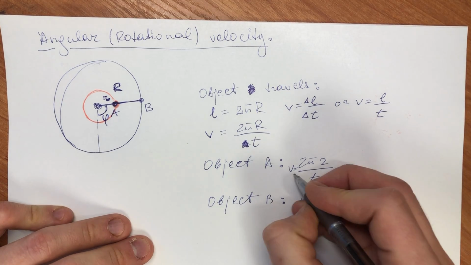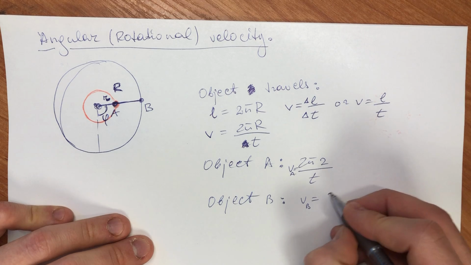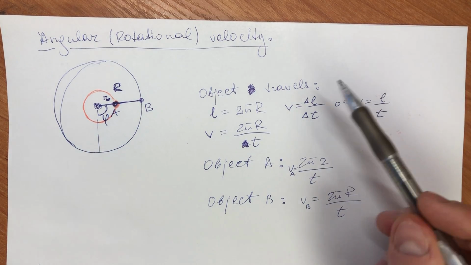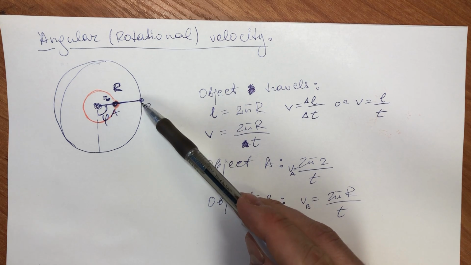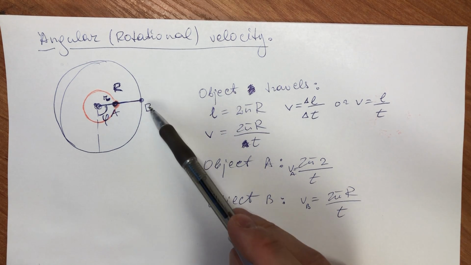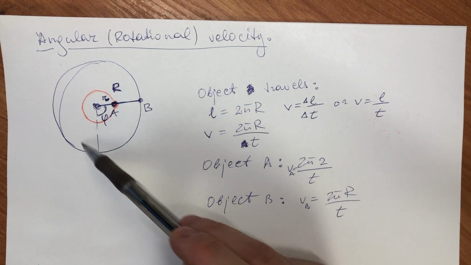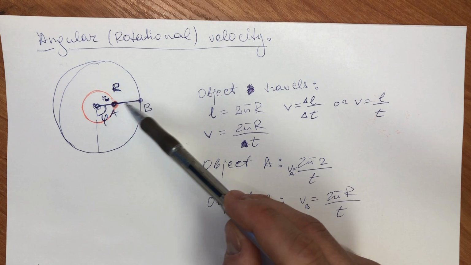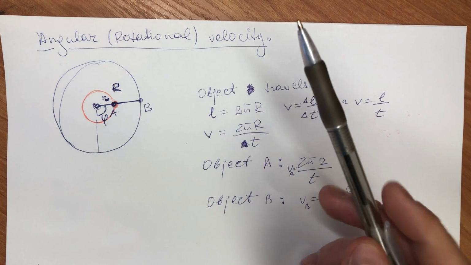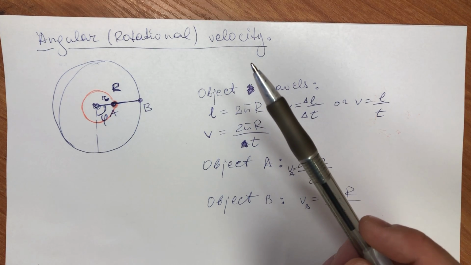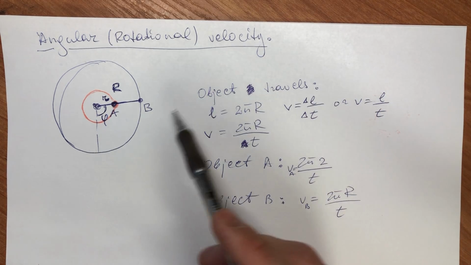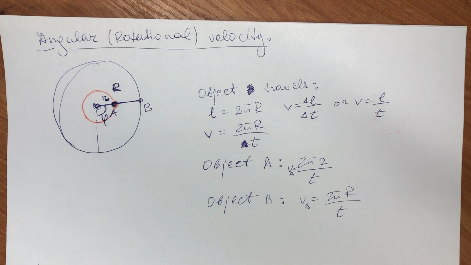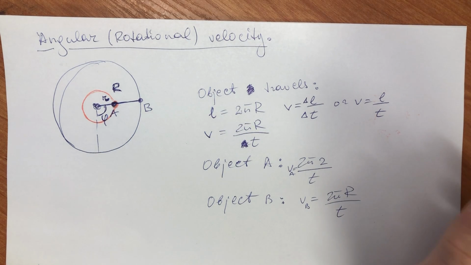So VA, VB, it travels 2 pi r big divided by t. So as you can see, in the same time, object B travels at the highest speed, because it has a bigger path to go, although the time is the same. So it has to travel at a bigger speed. So therefore, the conventional speed for circular motion is not so optimal.